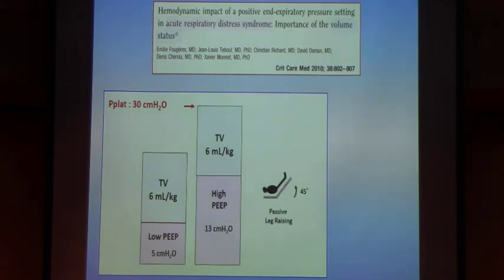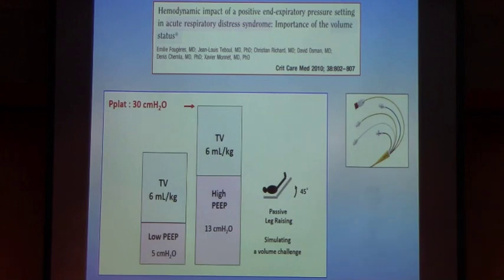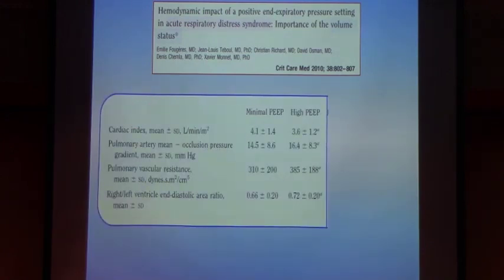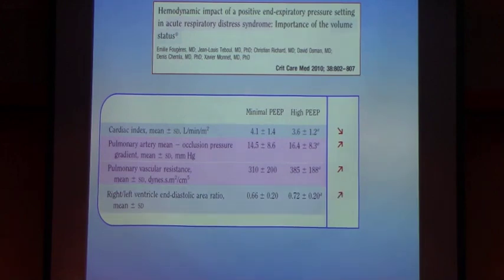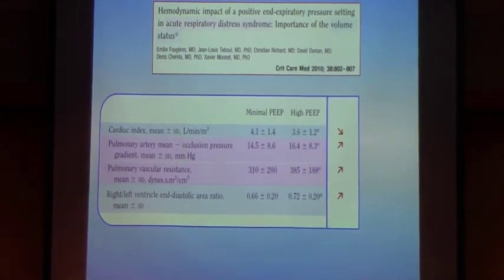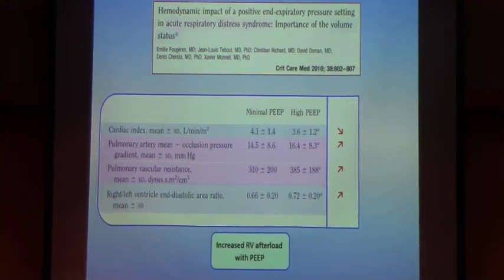And we performed a passive leg raising, not to predict fluid responsiveness, I told you before, but just to simulate a volume challenge. So we increase the central blood volume using PLR. And we measure the effects with Swan-Ganz catheters and with echocardiography. Okay? What did we find? We found with high PEEP, I would say 13 centimeters of water, a decrease in cardiac index. It is not surprising. It's not new. But we observe an increase in the pulmonary vascular resistance. And also, we observe an increase in the right ventricle to left ventricle end-diastolic area ratio, which is a marker of RV dysfunction. Increasing, meaning more RV dysfunction. So, with PEEP in these patients, we observe an increase in the right ventricular afterload.